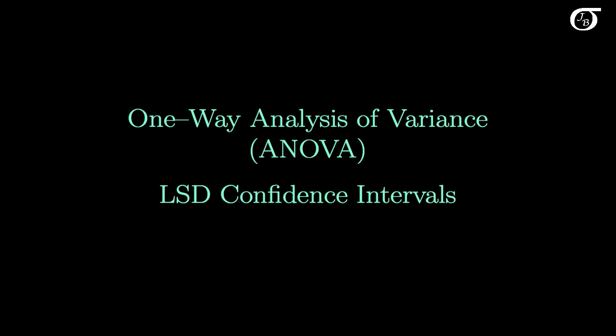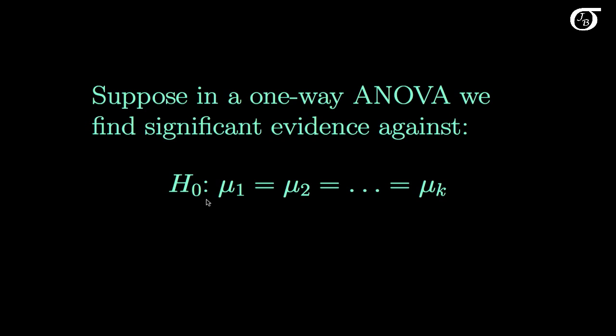Let's take a look at calculating and interpreting LSD confidence intervals after rejecting the null hypothesis in one-way analysis of variance. Suppose we run a one-way ANOVA and we find significant evidence against this null hypothesis. So we have pretty strong evidence that not all of the population means are equal. But this could mean a lot of different things.